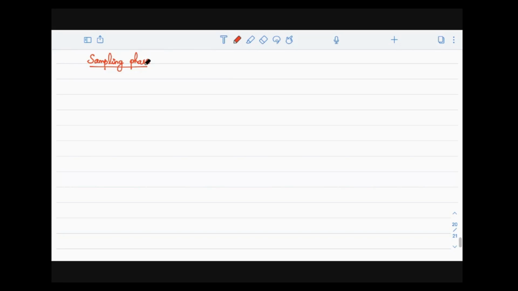Now, if we specifically look at the issues in the sampling phase, we haven't dealt with them in that detail. So that we will do today. What are the issues in the sampling phase and what is the solution for that?